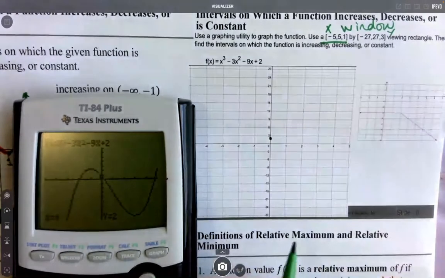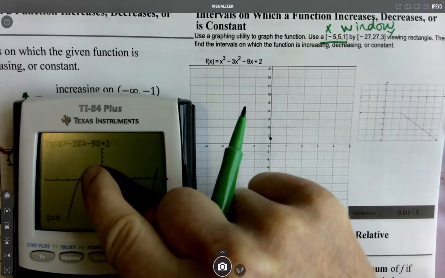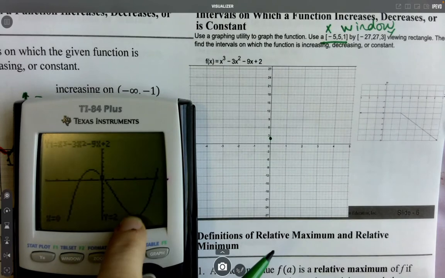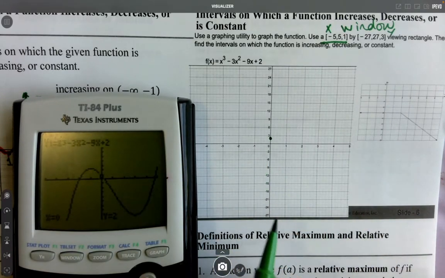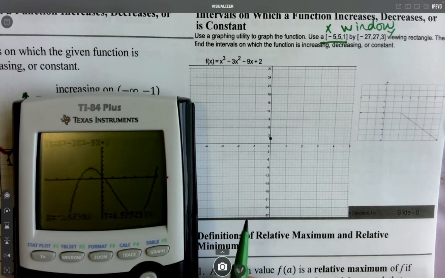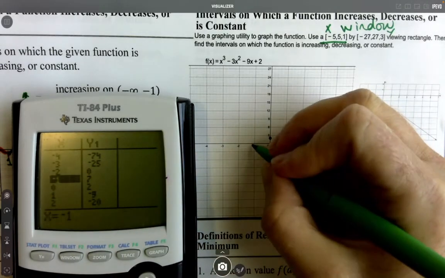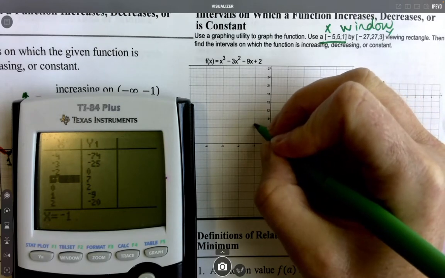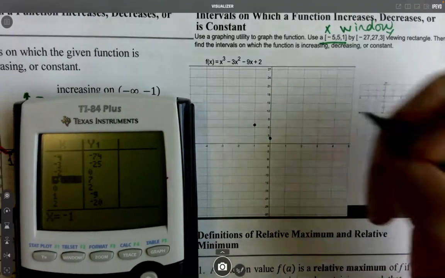Let's find out where this changes direction. It's increasing here, and then it decreases that whole way. Then it increases. So let's find out what that point is. I hit trace a minute ago. Looks like it's at -1.7. Let's see if that's on the table. -1.7, 6.7. And it is.